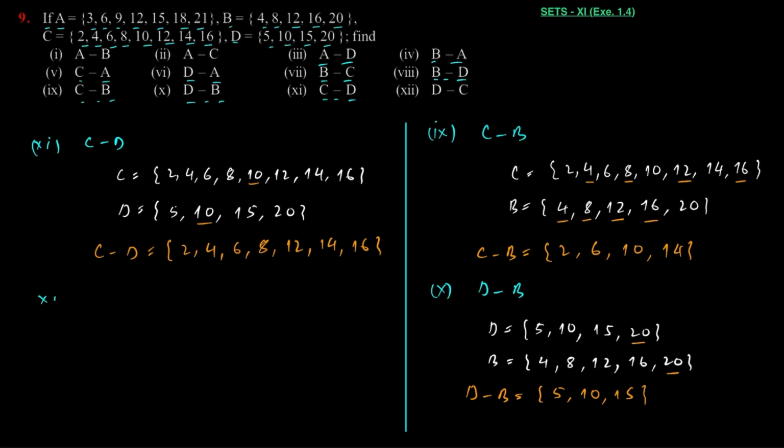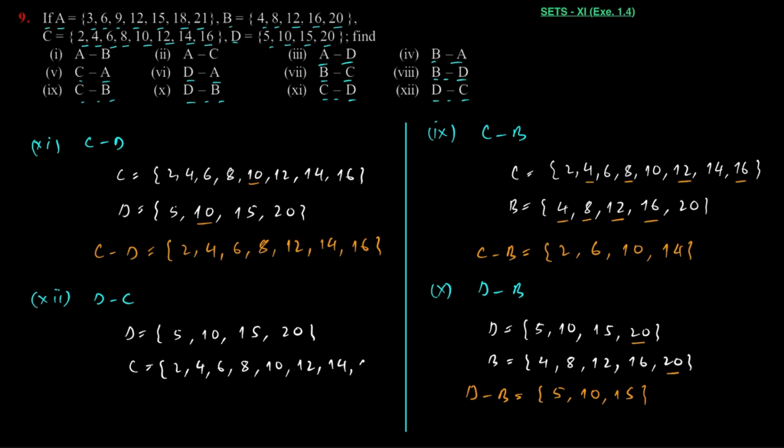Part number last. That's part number 12th. What is D minus C? Set D is having elements as 5, 10, 15, and 20, while set C is having elements as 2, 4, 6, 8, 10, 12, 14, and 16.